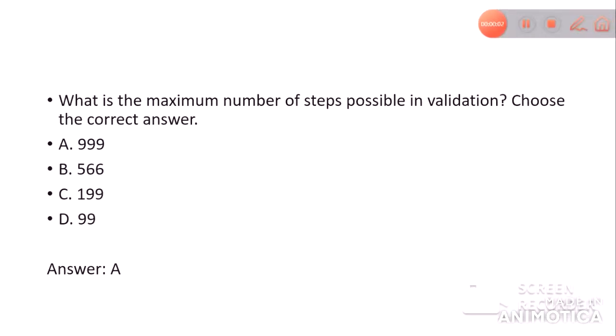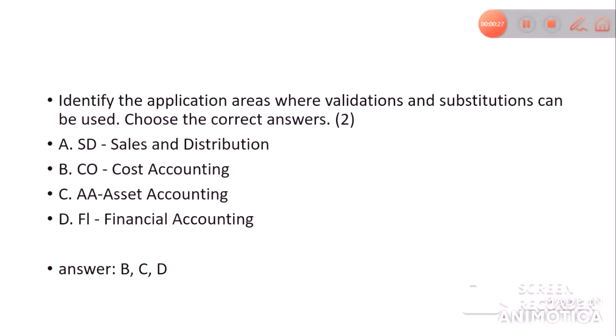Continue certification related. So the first question is related to the validation. What is the maximum number of steps possible in validation? Choose the correct answer. So the maximum steps possible in validation is 999. Identify the application areas where validations and substitutions can be used. So we know that financial accounting, asset accounting and cost accounting, these are the three application areas where we can use the validations and substitutions.